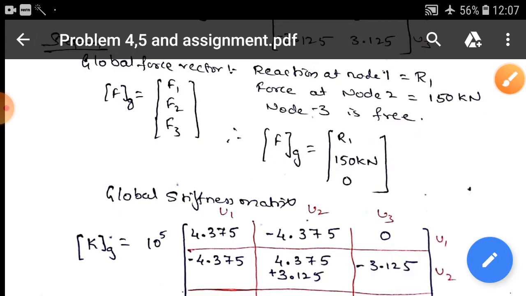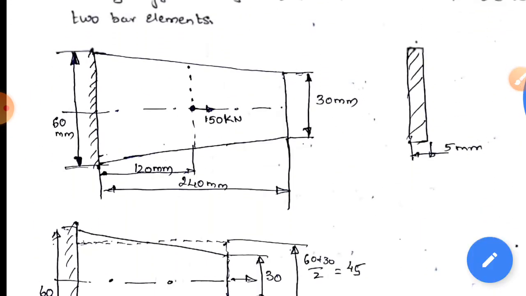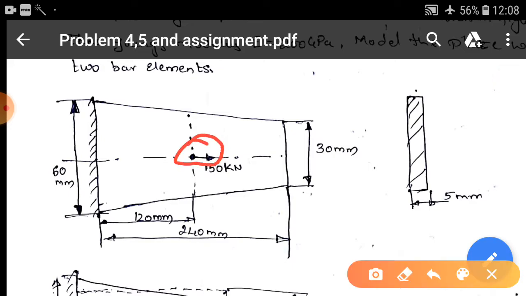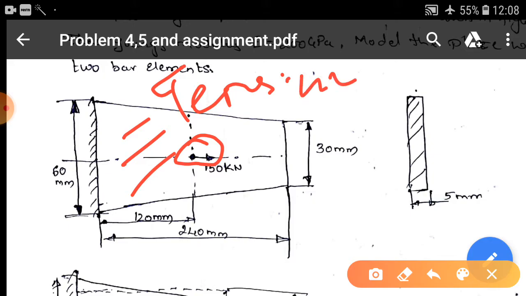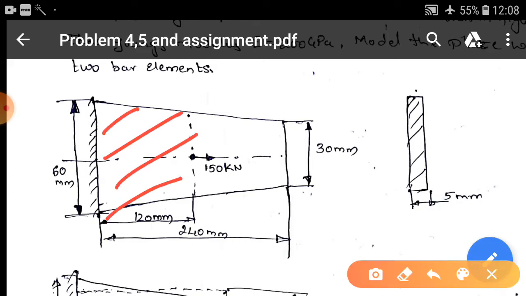Just before I go ahead and solve this completely, I will again analyze which side the stresses will be, as we have done for the previous problem, to check whether our answers will come in that range or not. See here, the force is applied here. It is trying to pull this section, so the stresses generated at this section will be tensile. That is the first element, and here the stresses will be tensile.